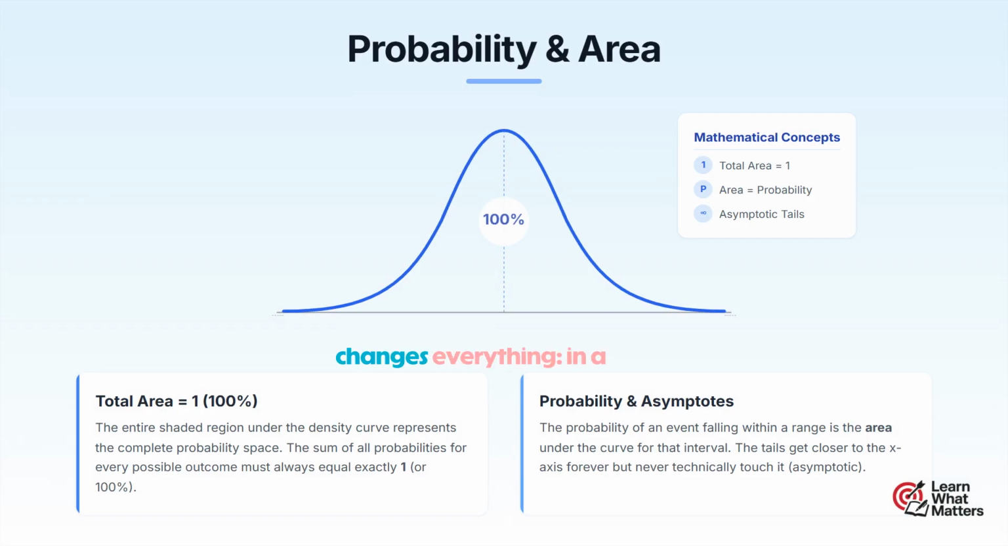Here's a concept that changes everything. In a normal distribution, probability equals area. Look at the visual. The entire shaded region under the curve equals 1, or 100%. That's the complete probability space.